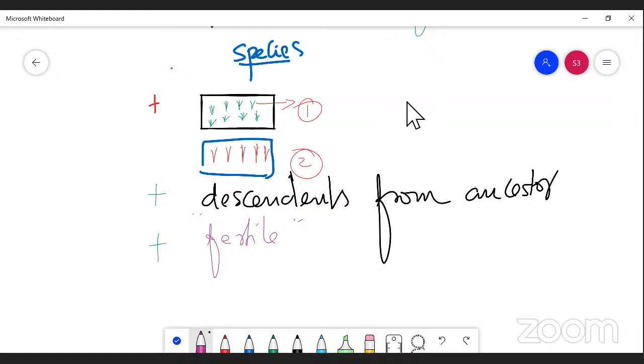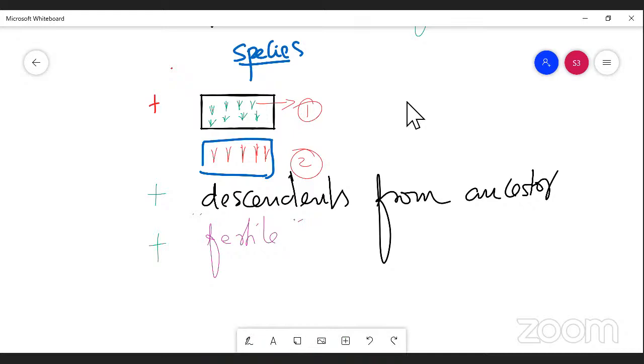Whereas the second point, all the species may form descendants from a common ancestor. And the third one, it also produces fertile offspring. All these offspring are obtained from sexually producing or asexually producing organs, right? So this is a general characteristic of species.